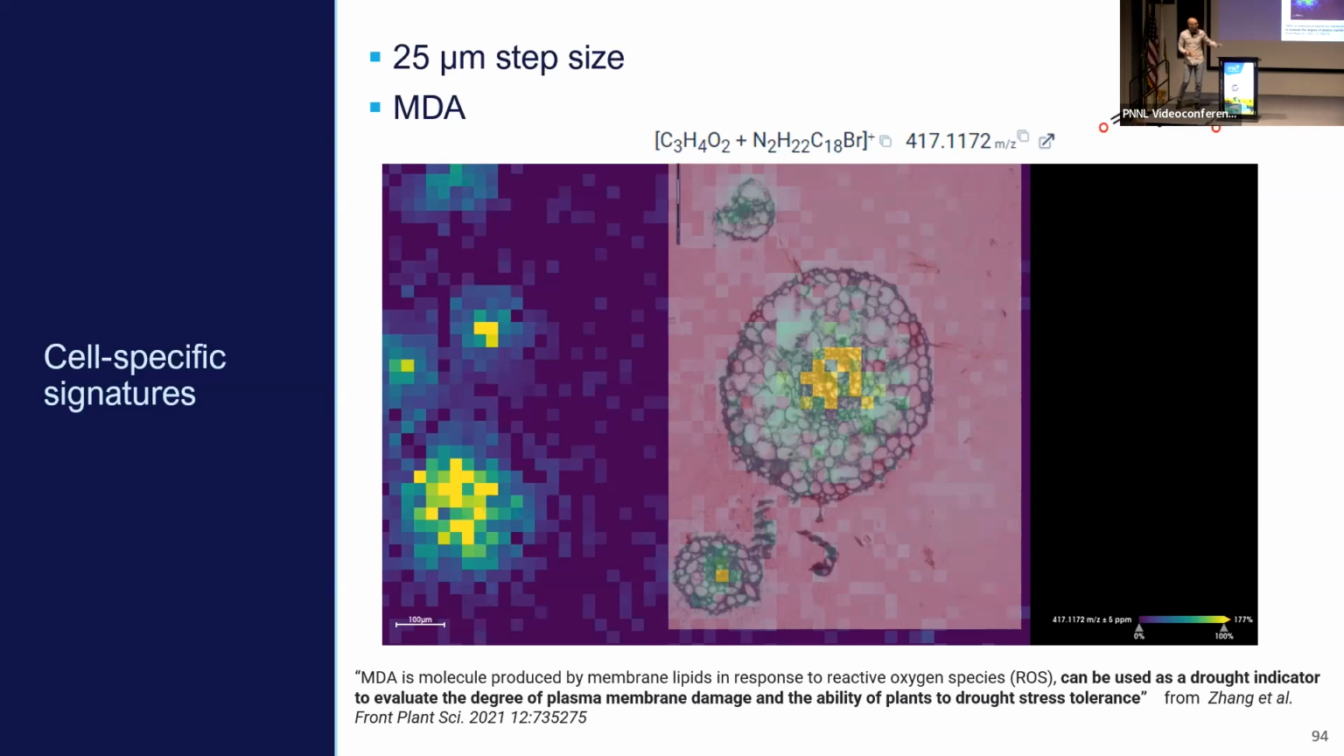And you see here, we, for example, imaged and found the localization of MDA. This molecule is malonyl dialdehyde. This is a very small molecular weight compound that we would not be able to visualize without putting that tag there. It is also a volatile compound. But in essence, it's very important in drought stress, because it's a product of lipid degradation by reactive oxygen species. So it can really be used as a drought indicator. And here you can see that we located this molecule in the vascular part of the poplar root.